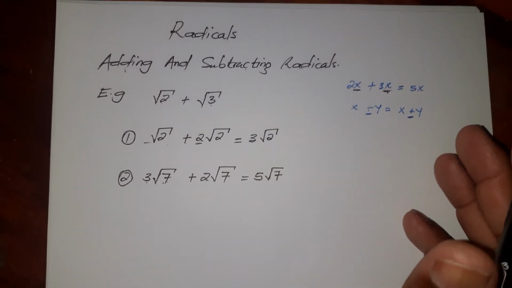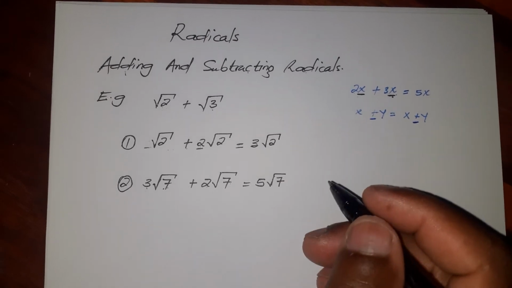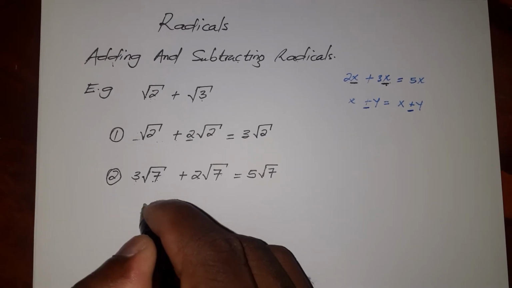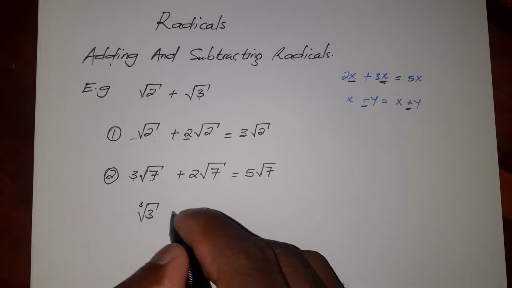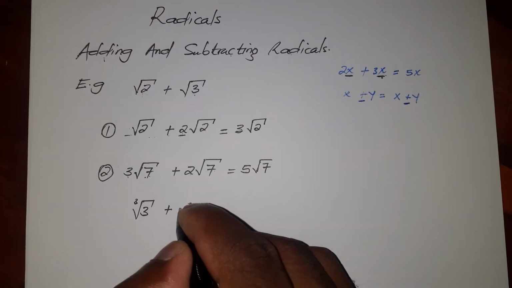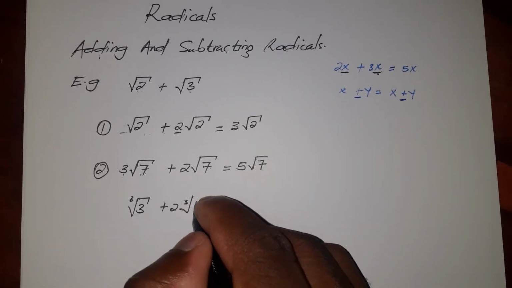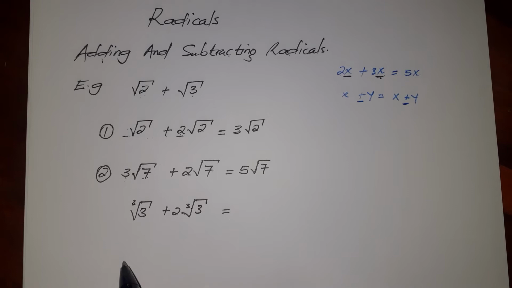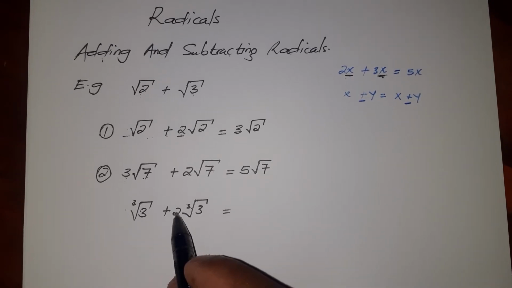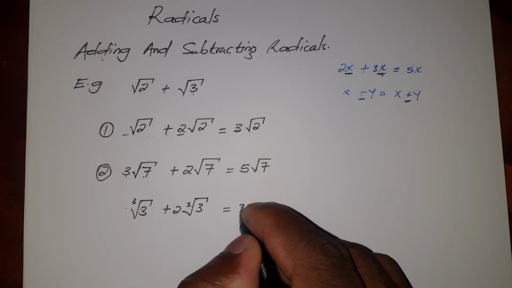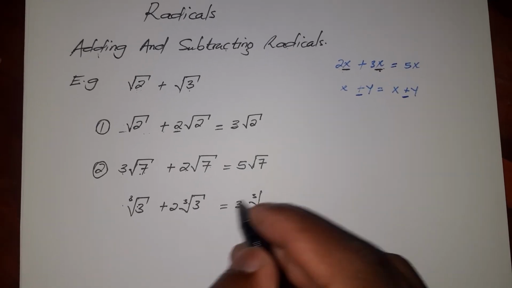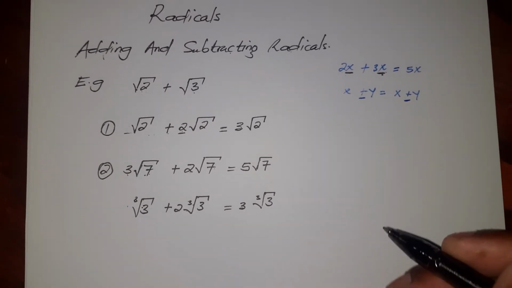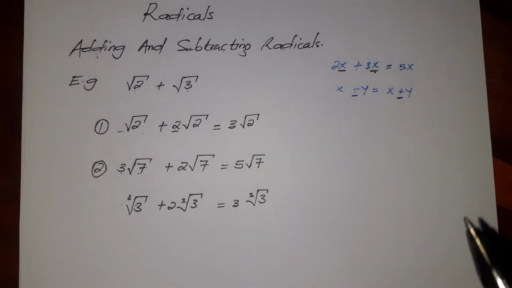Now here we are working with the square root. Sometimes we can also work with the cube root. If we have, let's say, cube root of 3 plus 2 cube root of 3, again, we have cube root there. In front here we have 1, in front here we have 2. So we just add 1 plus 2 to get 3, and then the cube root remains the same, which is cube root of 3. Even if we have fourth root or fifth root, the idea remains the same.